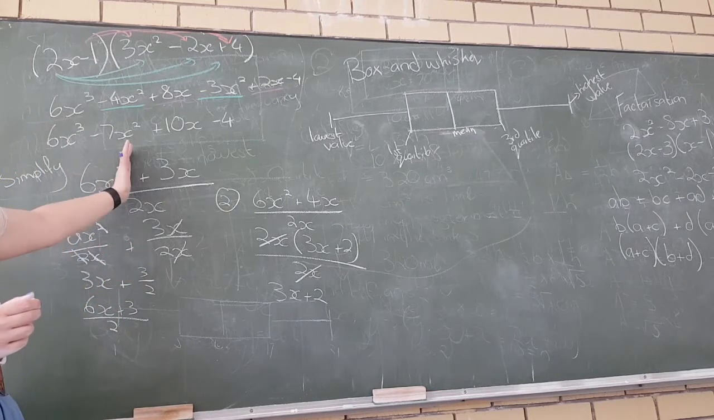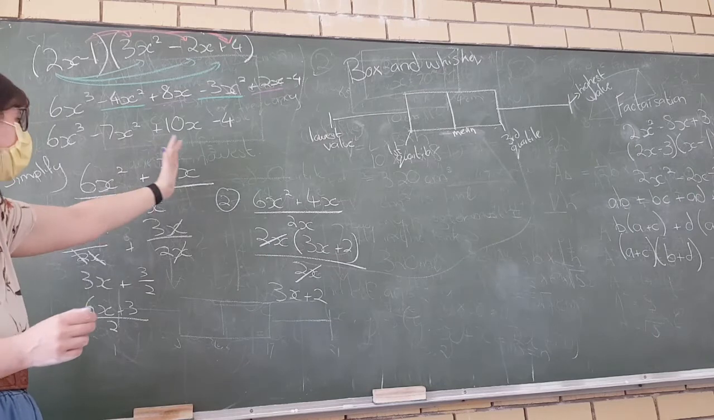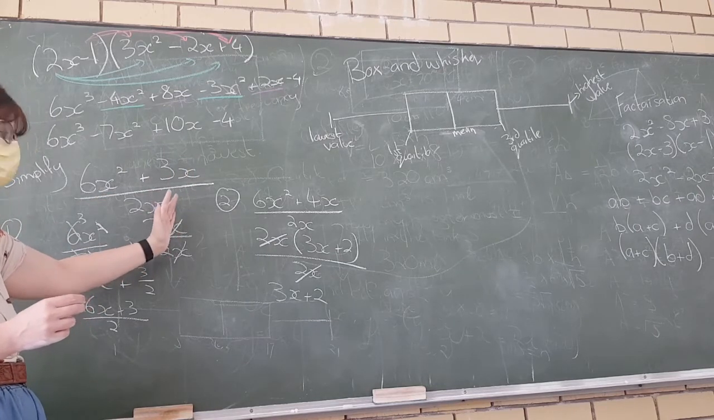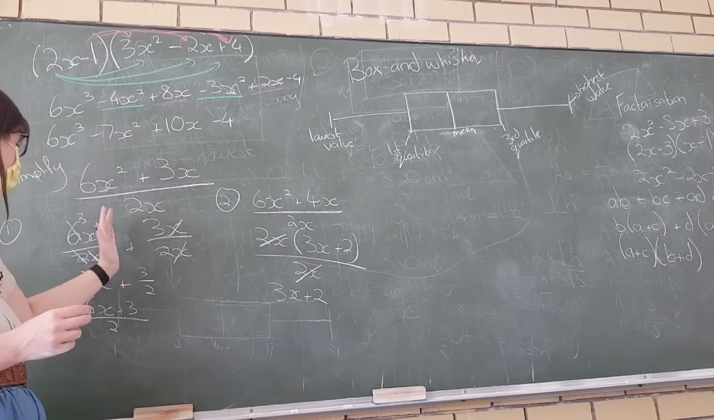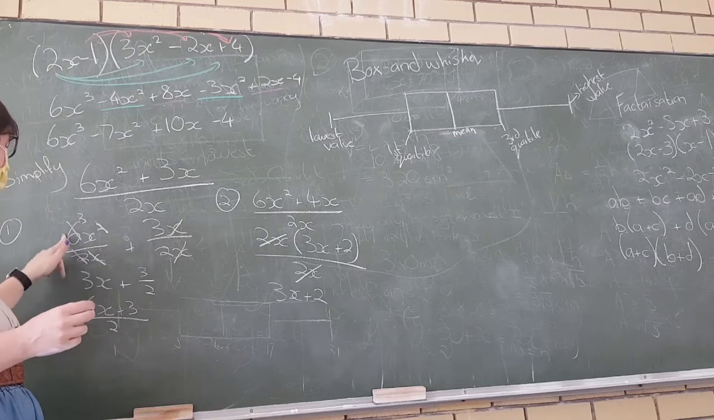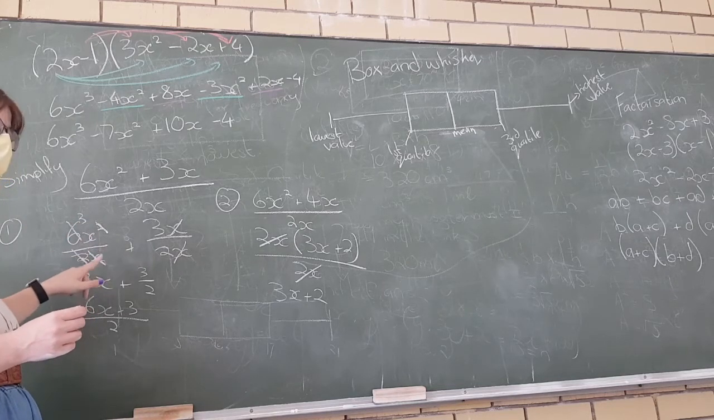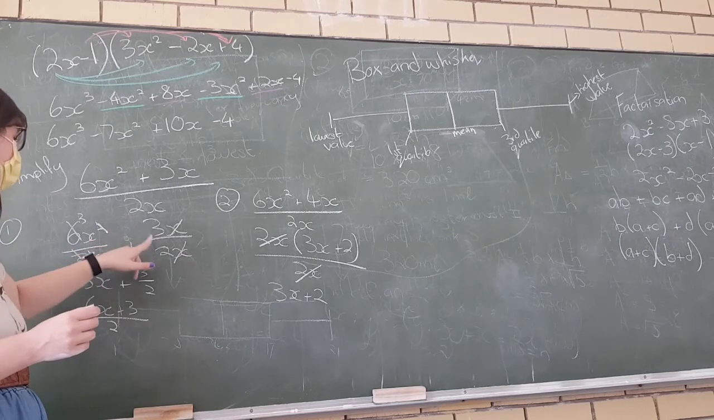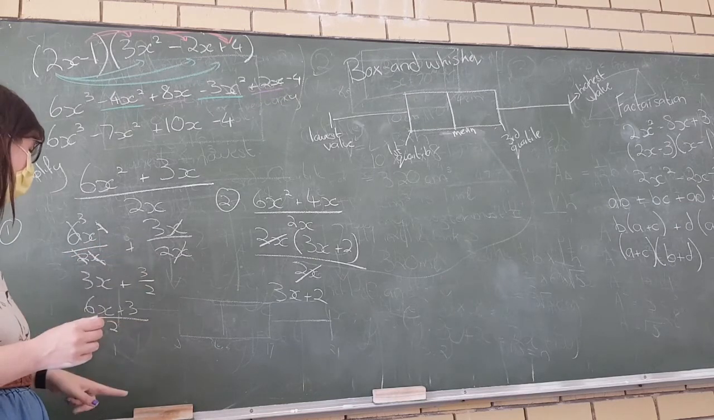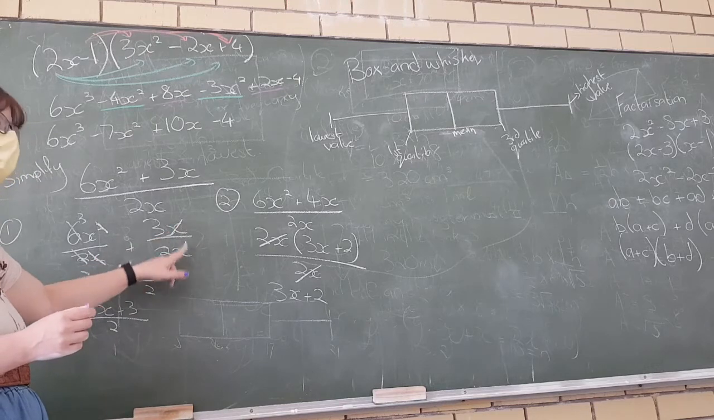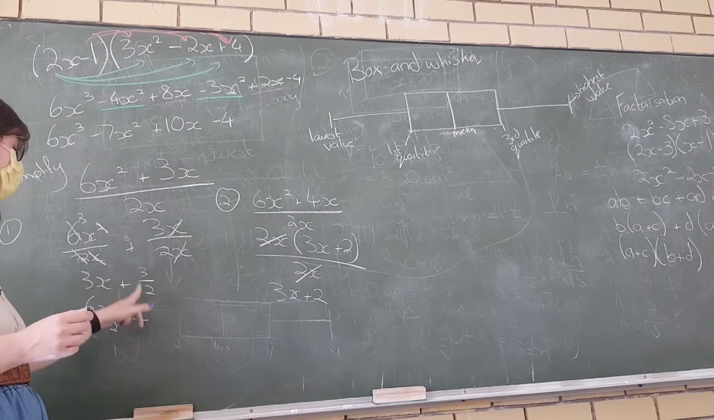So that it's 6x squared over 2x and 3x over 2x. Alright? So after you split it up, we then cancel. So 6 divided by 2 gives me 3, so I write down 3. x squared divided by x gives me x. So now I've got 3x over 2x. The x is cancelled. It gives me 3 over 2.